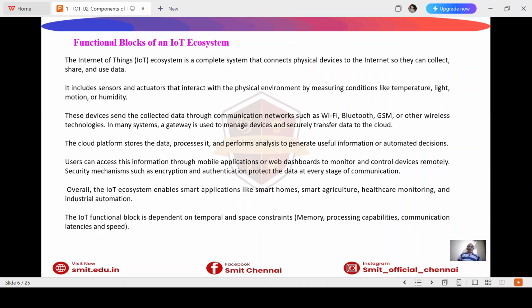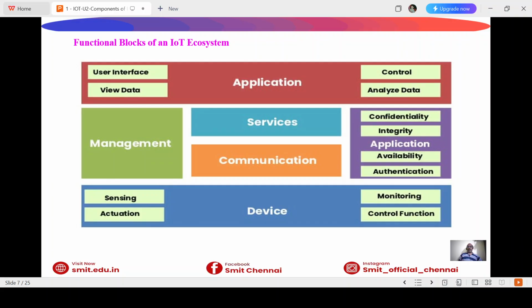Then the application users can access this information through mobile applications or web dashboards to monitor as well as control the devices remotely. The most important thing is security mechanisms such as encryption of data, decryption of data, and authentication of data. Everything plays a vital role at every stage of communications. Overall, the IoT ecosystem enables smart applications like smart homes, smart agriculture, healthcare monitoring, etc.